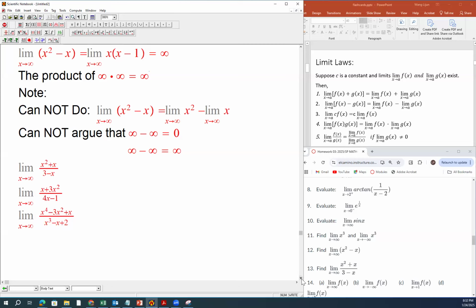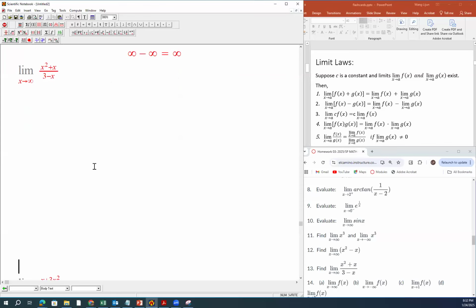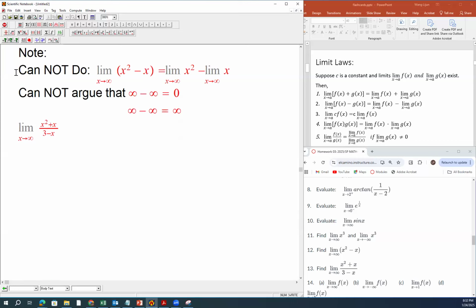So by the same analysis, we can work on the next one. The next one is a case where, as x approaches infinity, the numerator approaches infinity and the denominator approaches infinity. So guess what we cannot do? We certainly cannot apply limit law for sure.